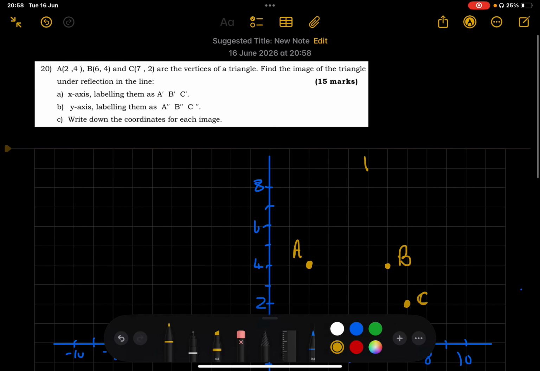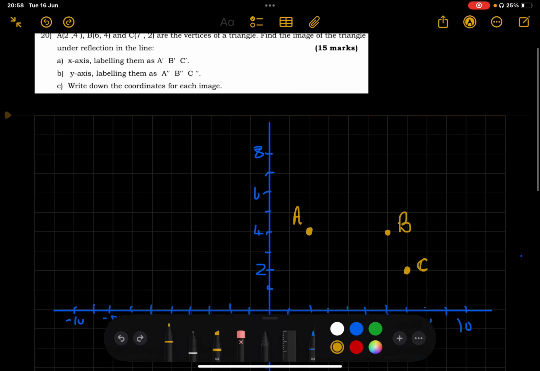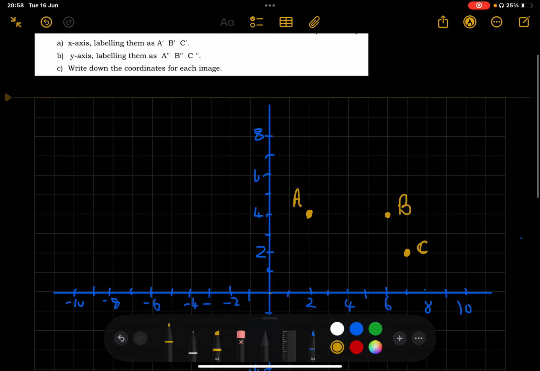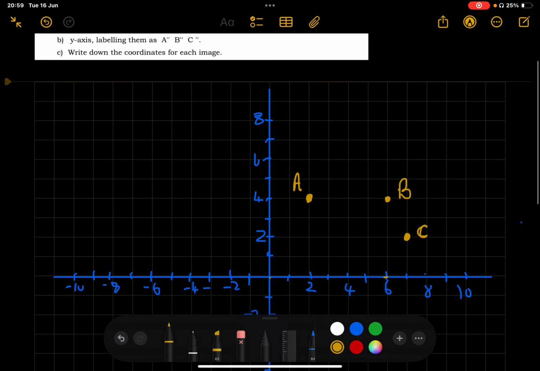Okay, question 20. We have 3 points, A, B, and C. A is at 2, 4. So x value is 2, y value is 4. B is 6, 4. So x value is 6, the y value is still 4. And C is 7, 2. So x value is 7, y value is 2.